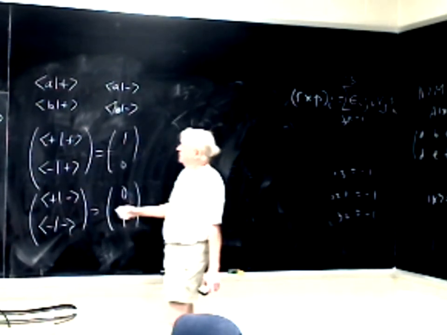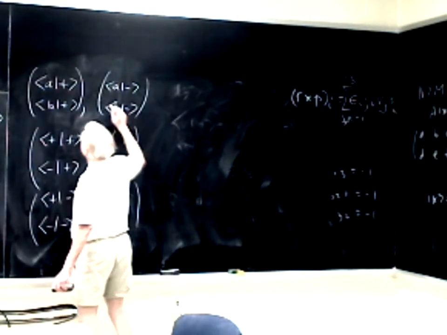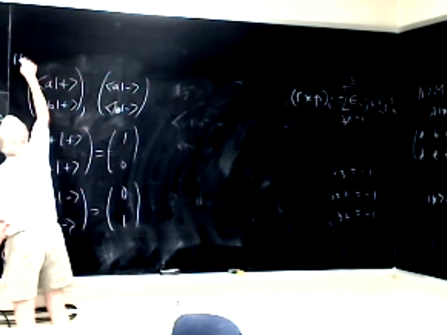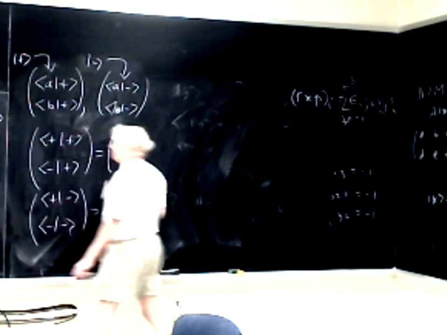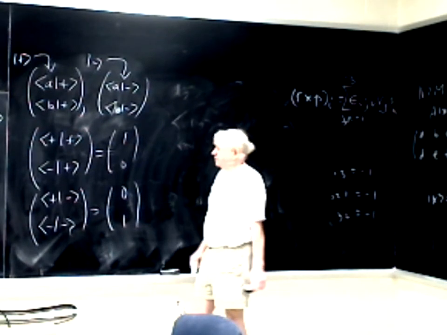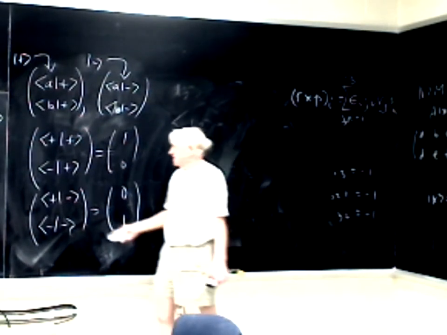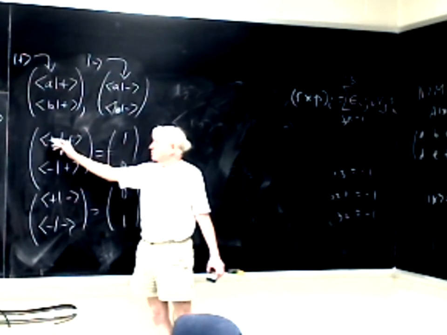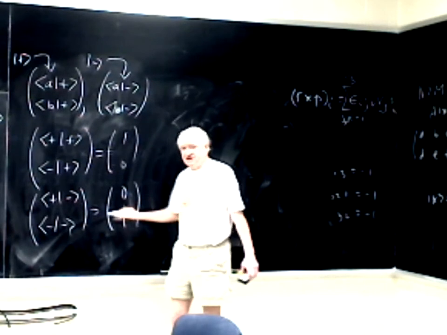So in general, the vector plus would be represented like this, and the vector minus would be represented like that. But to make life simple for ourselves, we choose A equal to plus, B equal to minus, and then these turn into that.